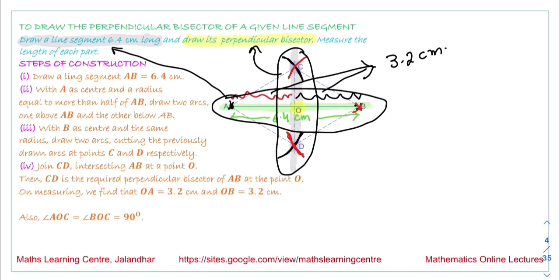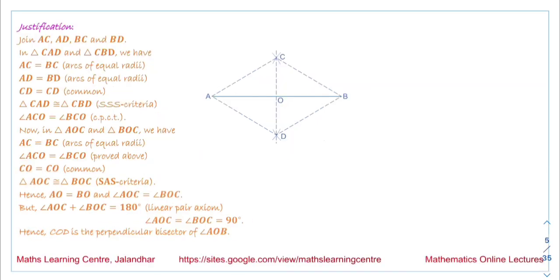Next we have to give the justification that this line CD is the perpendicular bisector of AB. To justify this, we are going to give the proof over here. We have joined the points AC, CB, BD and DA. We have done this construction. Now we are talking about the triangle CAD and the triangle CBD.